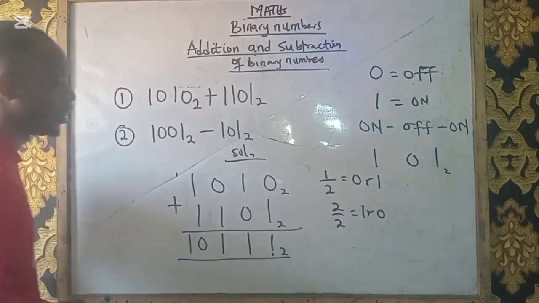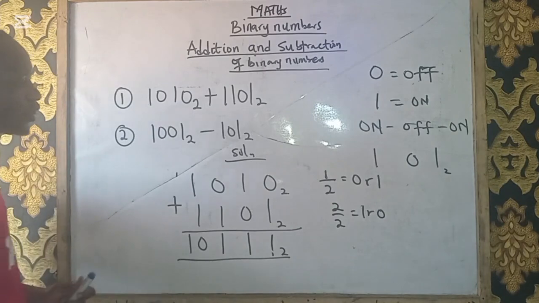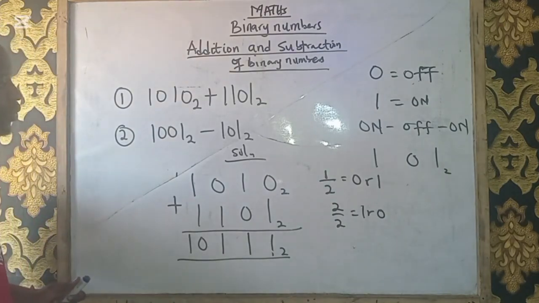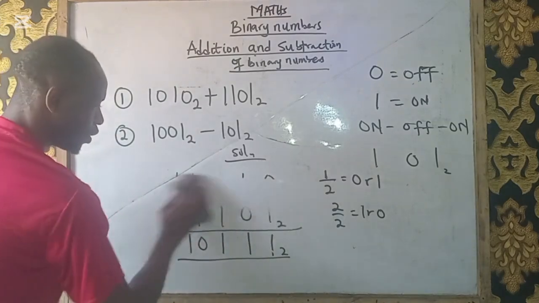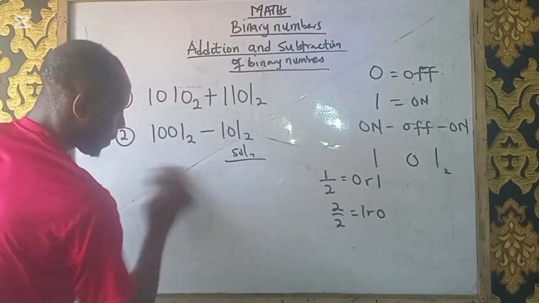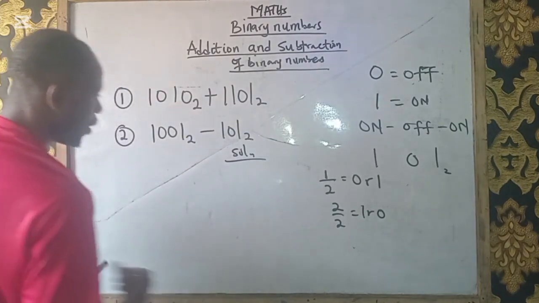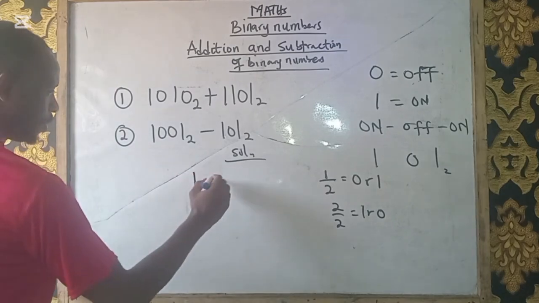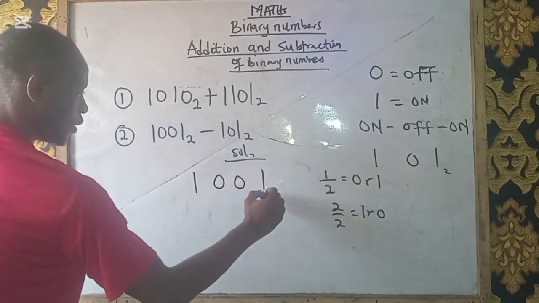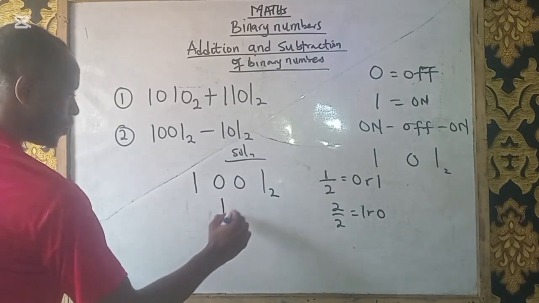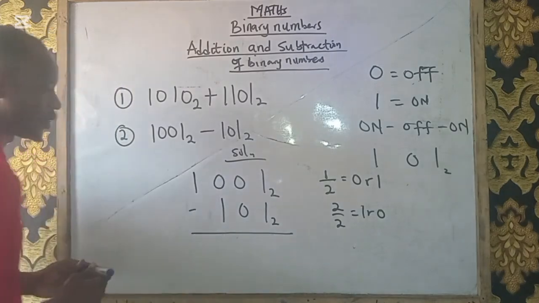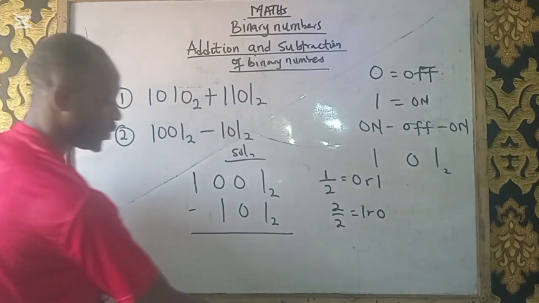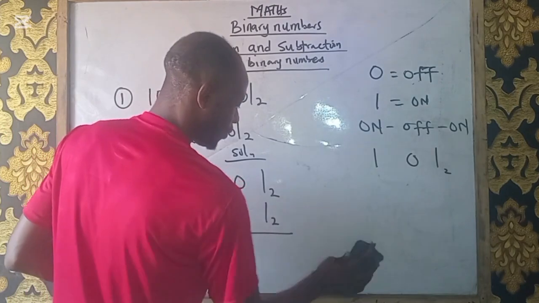Now let's take a look at the second one, which is the subtraction of binary numbers. You can pause the video and write this down, okay? We have 1001 in base 2 minus 101 in base 2. We want to subtract this, okay? You have to be very careful here, please.